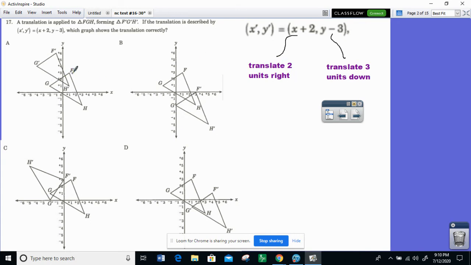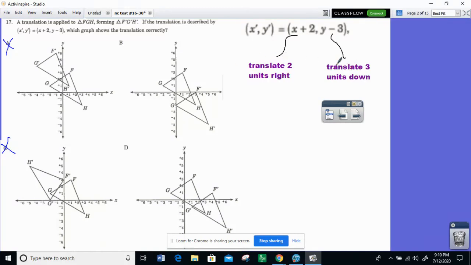So let's see if we can find one where the new points for F, G, and H are not to the right. Here we're shifting to the left, so it's not A. Here from F to F prime, we're shifting to the left, so it's not C. We're shifting to the right. Okay, so it's down between B and D.